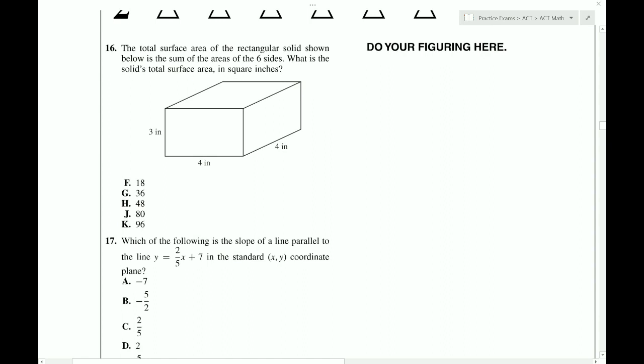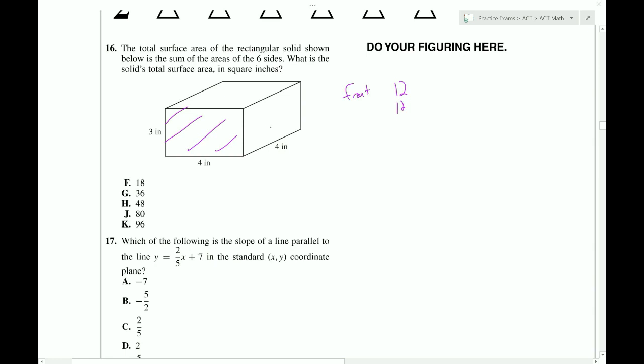The total surface area of the solid shown below is the sum of the 6 sides. What is the total surface area? Okay, so here the front side is 3 by 4, so that's got an area of 12. That's the front, but of course the back would also have an area of 12.